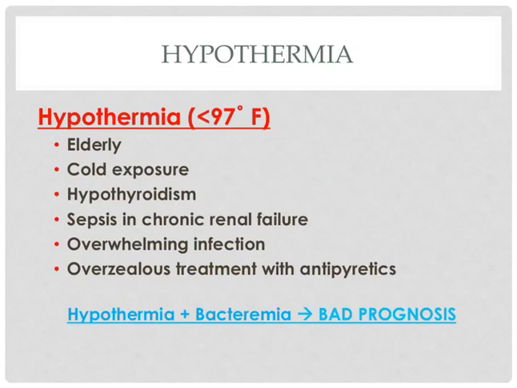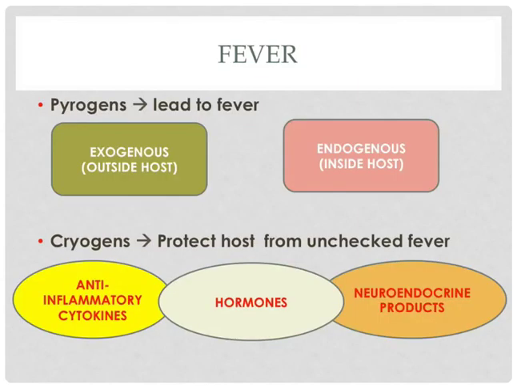Hypothermia, usually more often than not, it's the elderly population that presents like that with sepsis. Cold exposure, hypothyroidism. If you have chronic renal failure and you present with sepsis, you can present with hypothermia rather than having a fever. If there is hypothermia and bacteremia, that equals bad prognosis. So if your patient has bacteremia and they have hypothermia, that's a bad prognosis.